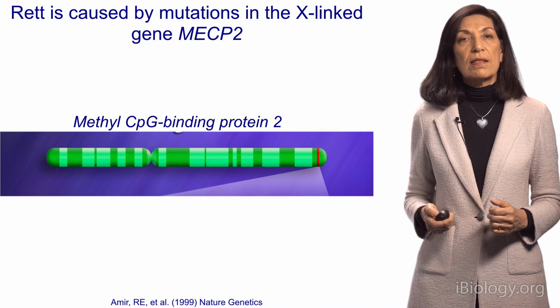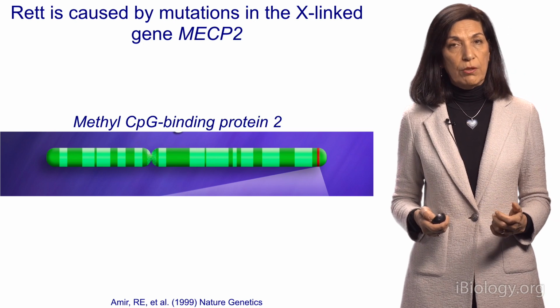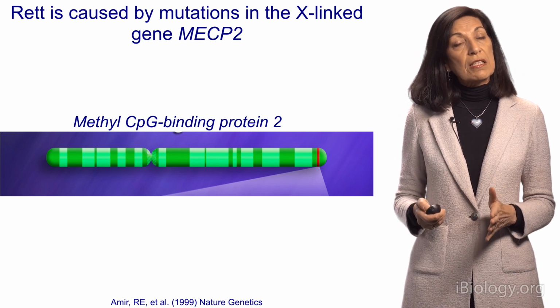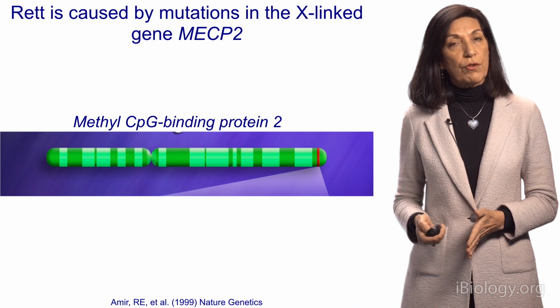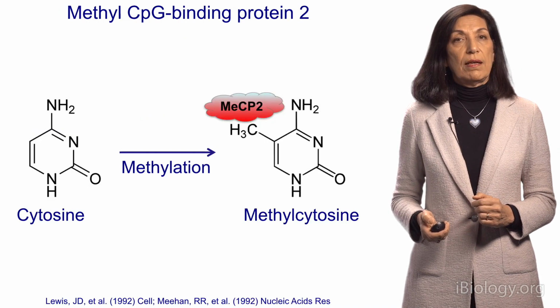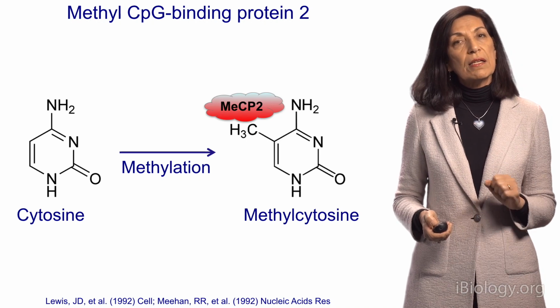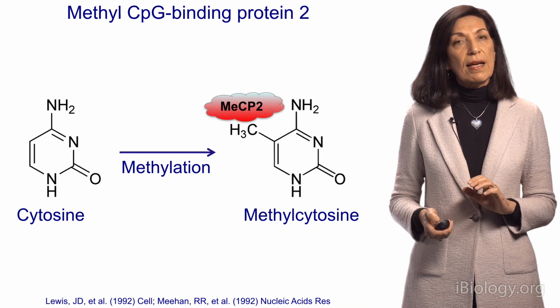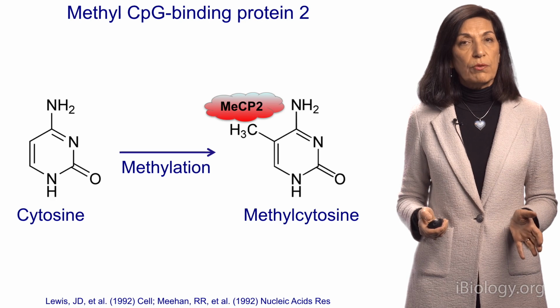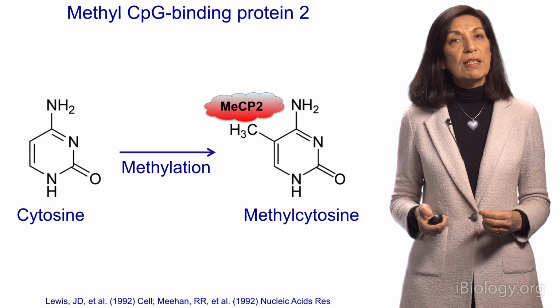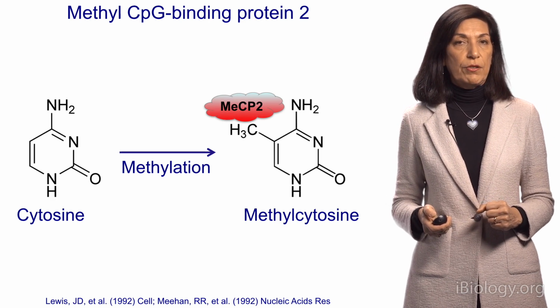So what does methyl CpG binding protein 2 mean? We discovered the gene as the cause of Rett syndrome, but the protein, methyl CpG binding protein 2, was discovered many years before that, not as a protein associated with disease, but really as a protein that binds methylated cytosines.